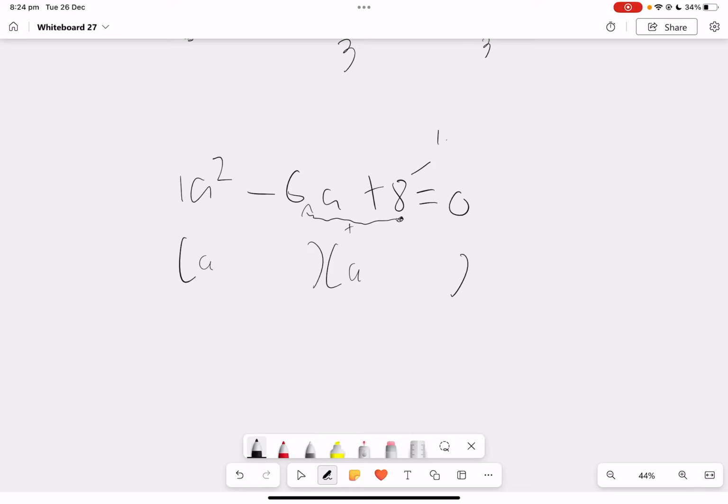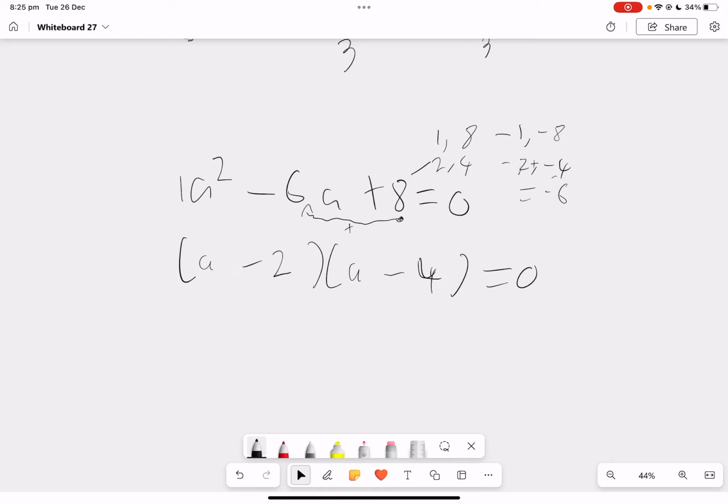Let's think about them. 1 and 8, 2 and 4. Now it seems like we don't have any more factors, but remember, a negative times a negative is also a positive. So negative 1, negative 8, and negative 2, negative 4 are also factors of 8. And as we can see, negative 4 plus negative 2 gives us negative 6. So those are the two factors we're going to use. So I'm just going to put these numbers in here. (a minus 2)(a minus 4) is equal to 0.